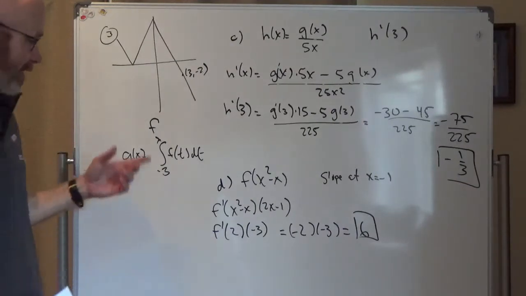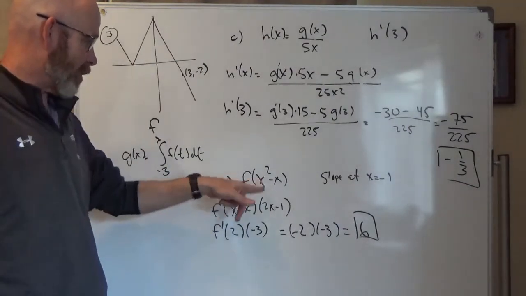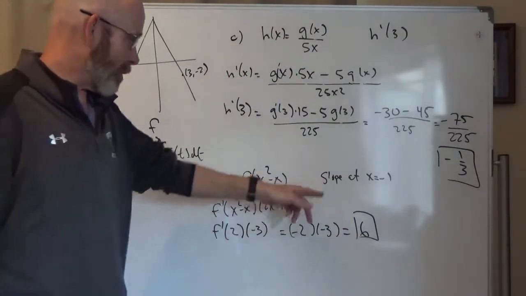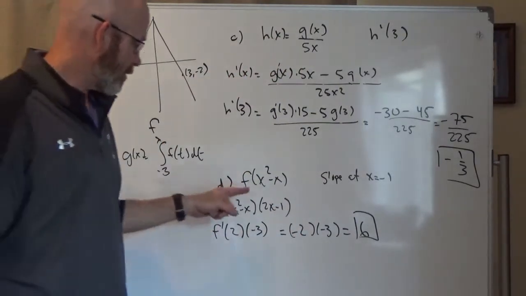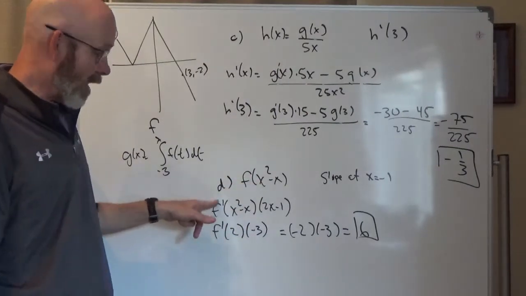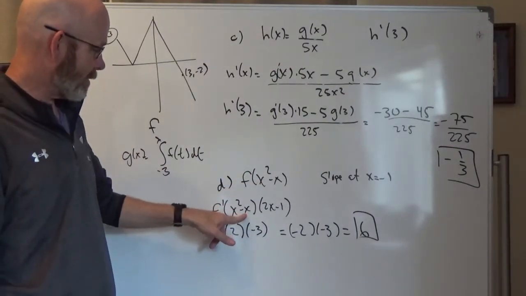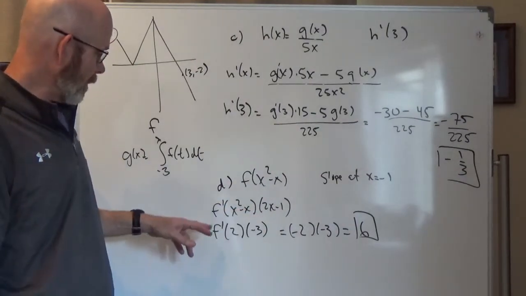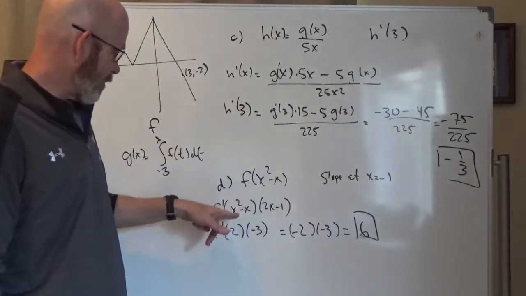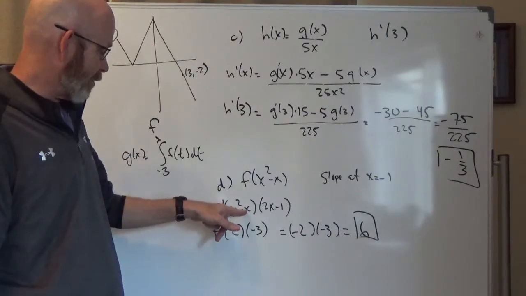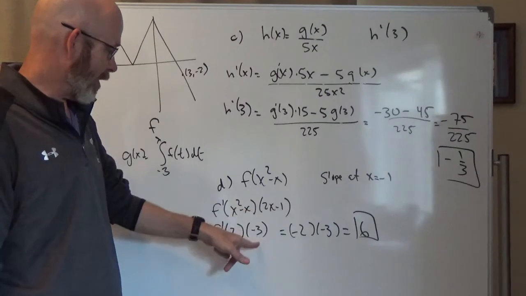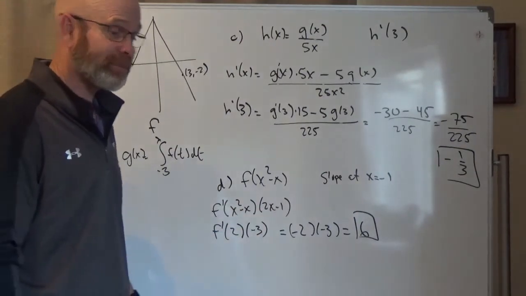And then part D says I got this function f of x squared minus x. This is a new function, kind of like this problem. And they want me to find the slope at -1, so I need the derivative. So the derivative of f of x squared minus x is f prime of x squared minus x, times the derivative of what's inside, which is 2x minus 1. We're going to plug in -1, so -1 squared is 1, minus -1 is 2, so this is f prime of 2. Times plugging in -1 there gives me -3.